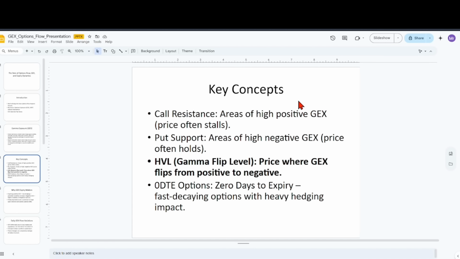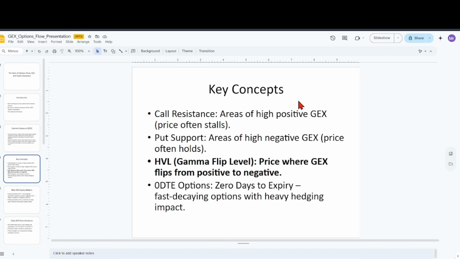But the call resistance are areas of high positive GEX where the price often then stalls. Your put support is areas of high negative GEX where the price often holds. Okay, they act really as sticking points and a nice area for you to fade. Again, the fades work better if it's in a positive gamma environment.